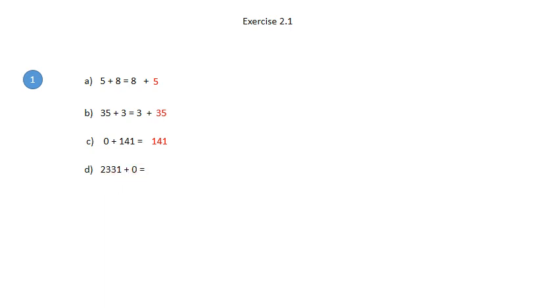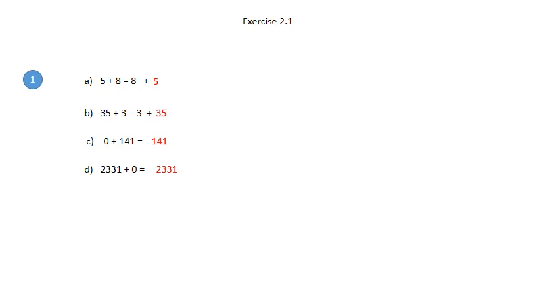Next, 2,331 plus 0. Now here 0 is added to a number. So what is our answer? According to the rule, what do we say? The value of the number does not change. So what will be the answer? Come on, students, what will be the answer? So the answer will be the value of the number itself. So your answer is 2,331.